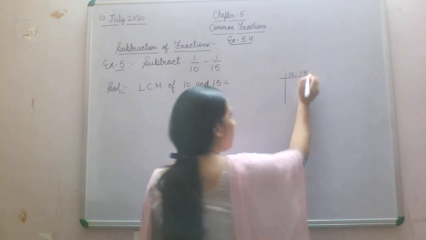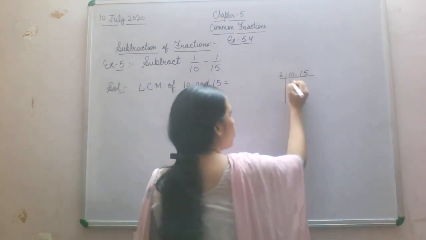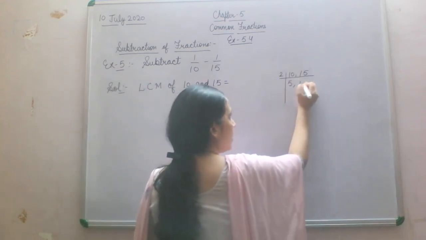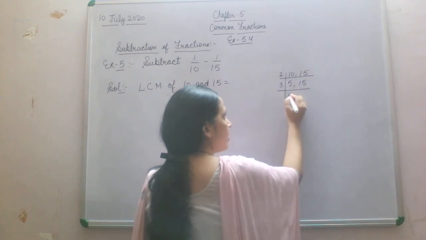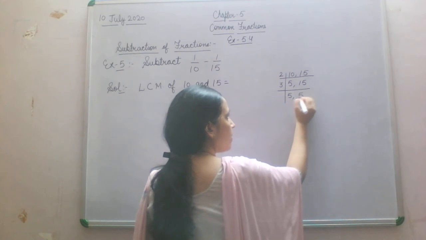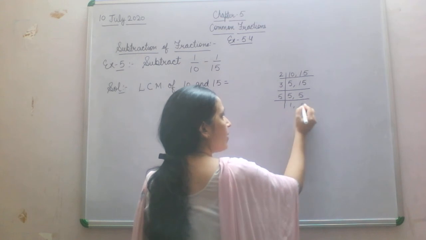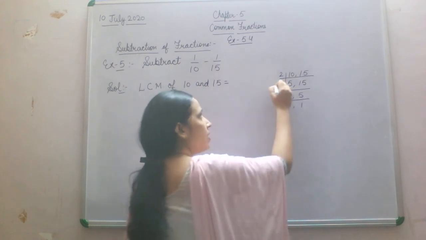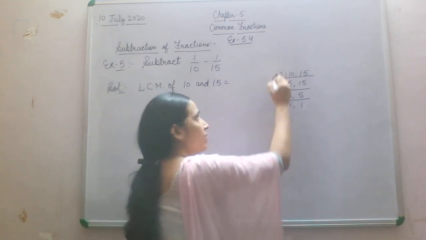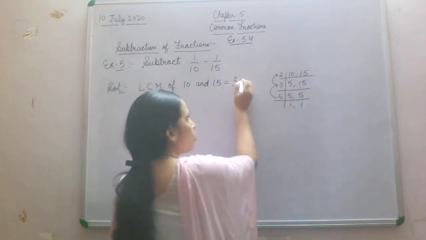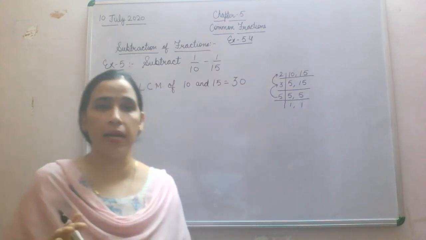So first of all, we will start with the table of 2 here. Now 2, 5 times will be 10, and 15 will be remaining like that. Next it goes on 3, 5 will remain here, 3 5s are 15. Now next it goes on 5, 5 1 times and then 1 times. Now 5 3s are 15, into 2, 15 2s are 30. So 30 will be the LCM of 10 and 15.